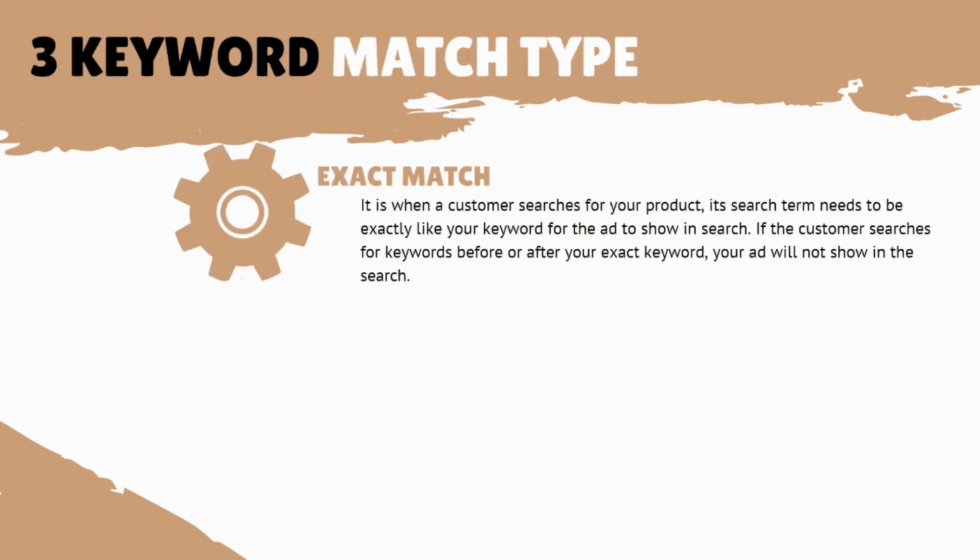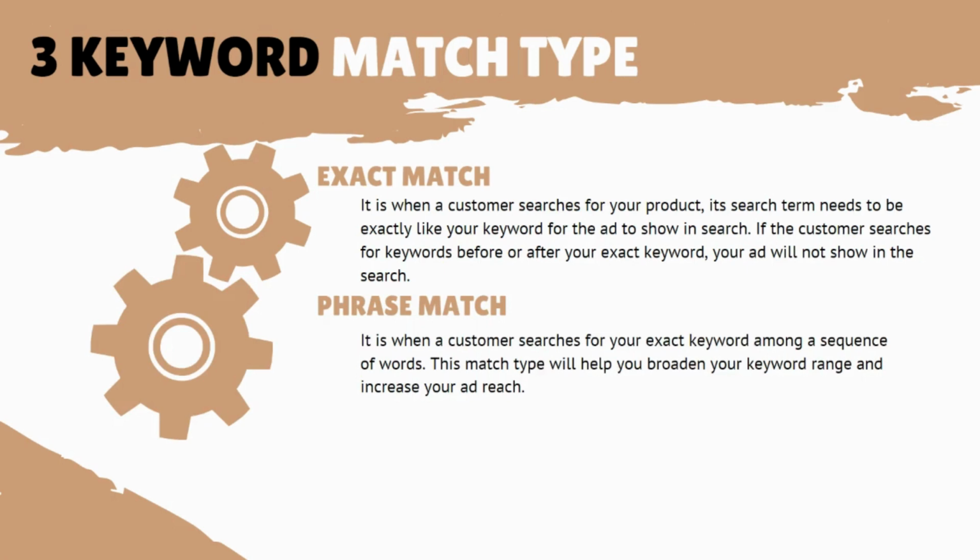Now let's discuss the three keyword match types. The exact match. It is when a customer searches for your product. Its search term needs to be exact like your keyword for the ad to show in the search. If the customer searches for a keyword before or after your exact keyword, your ad will not show in the search term.